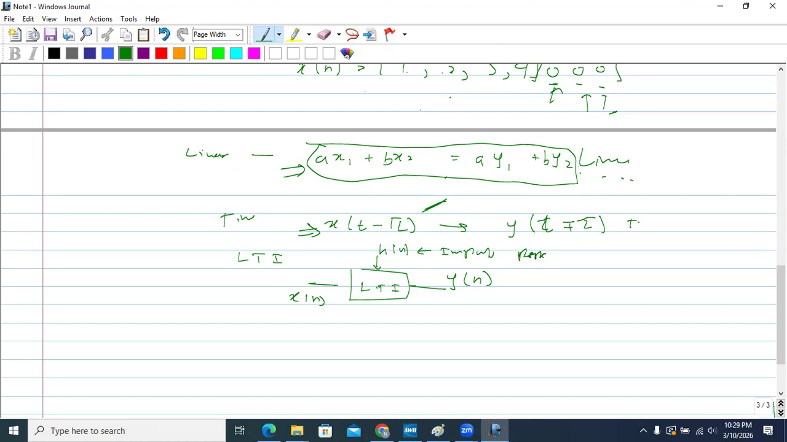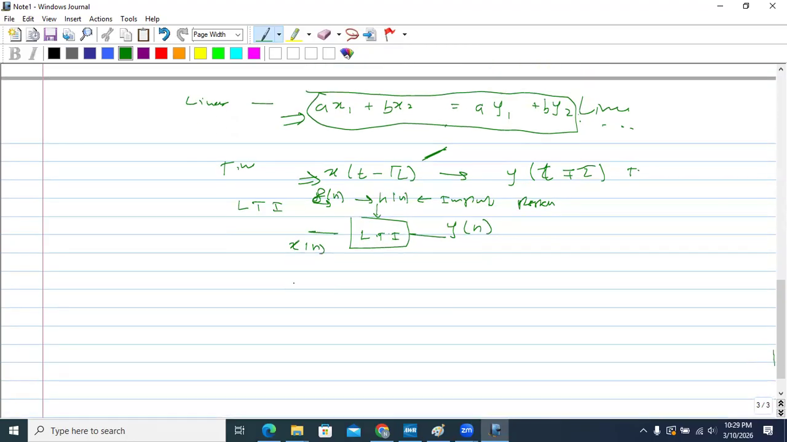Impulse response means if we give an impulse to the system, impulse delta n, the output is referred to as the impulse response. So if we give a delta n impulse, the output will be hn. That is referred to as the impulse response.